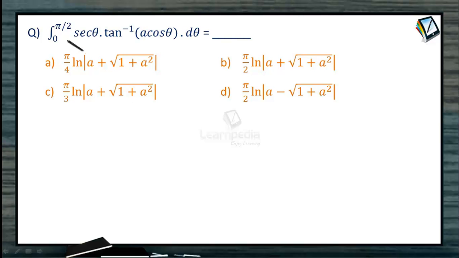Now in this question we need to evaluate the integral from 0 to pi by 2 of secant theta into tan inverse of a cos theta d theta, and while applying u into v, that is a product of integrals, this becomes quite a lengthy problem. So how do we avoid that?